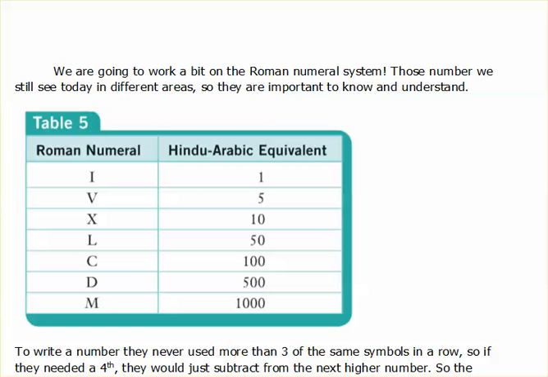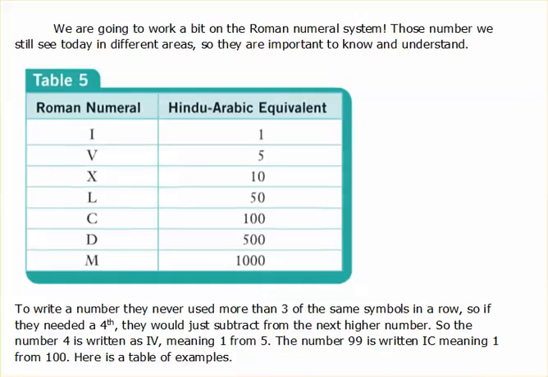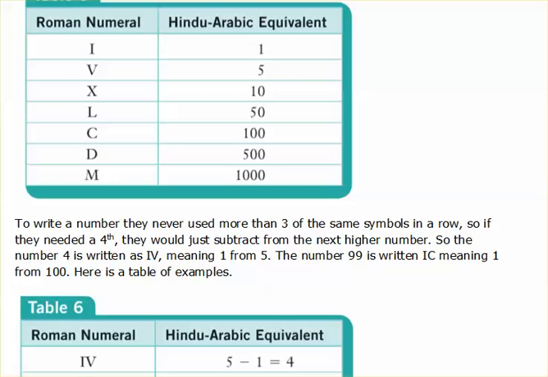Now, in Roman numerals, the I is worth 1, the V is worth 5, the X is worth 10, the L is worth 50, the C is worth 100, the D is worth 500, and the M is worth 1,000. And so they could write any number they wanted to using just those symbols. So to write a number, they never use more than 3 of the same symbols in a row. So if they needed to write a fourth one, they use a subtraction method.